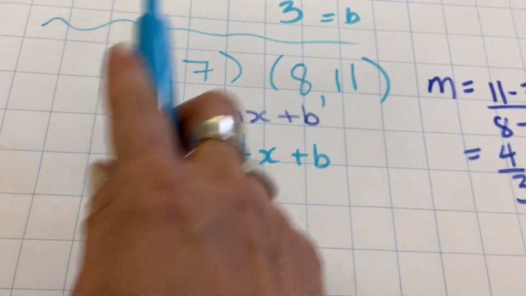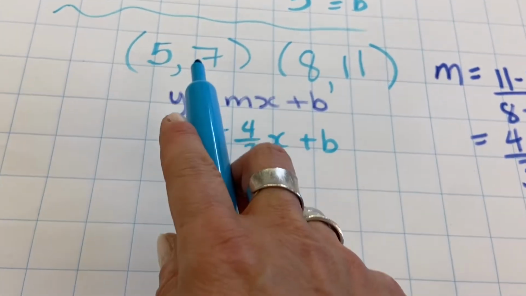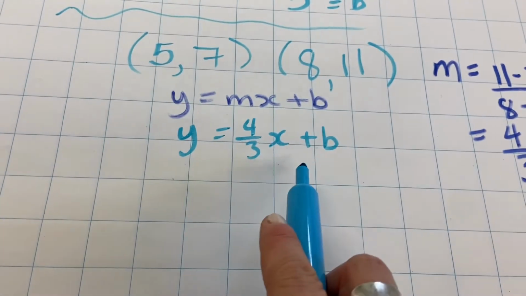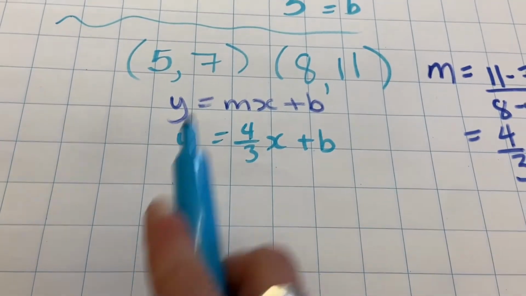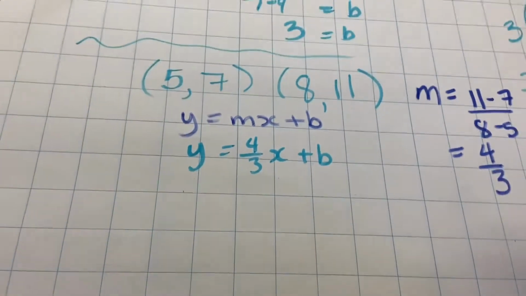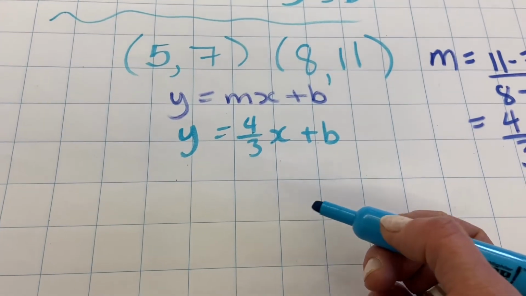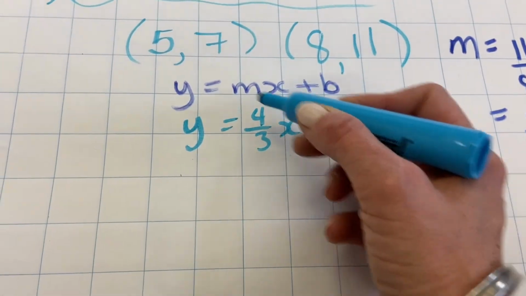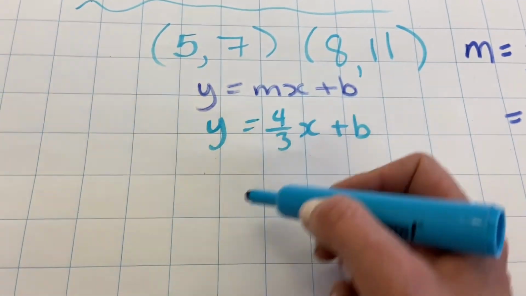So I want to plug in a point. So I can plug in my 5 for x and my 7 for y, or I can plug in my 8 for x and my 11 for y. It doesn't matter which one you pick, you'll get the same answer. So let's make our x 5 and let's make our y 7.